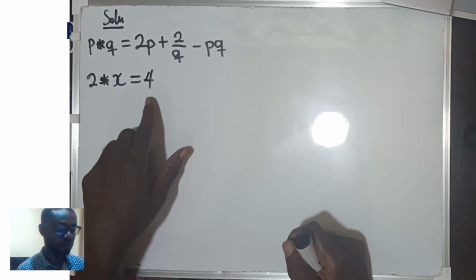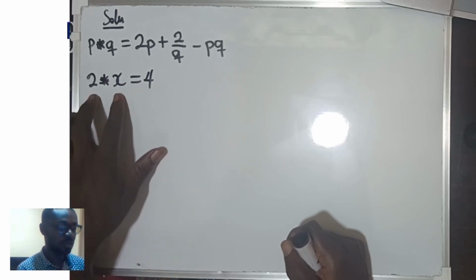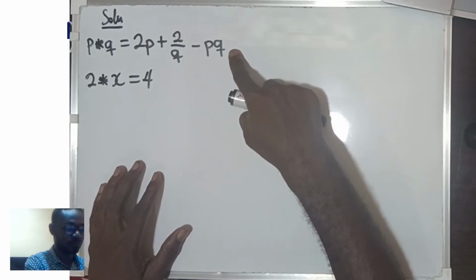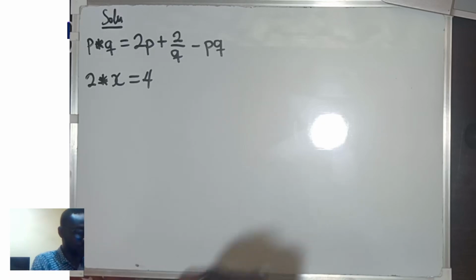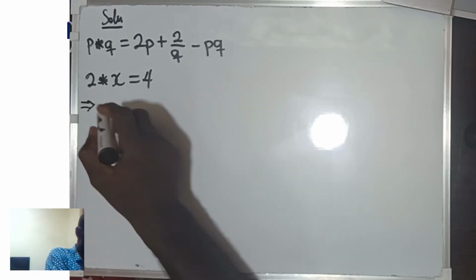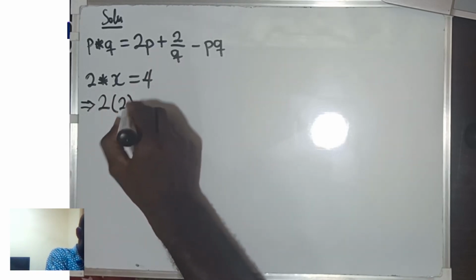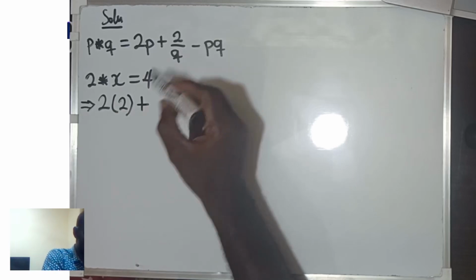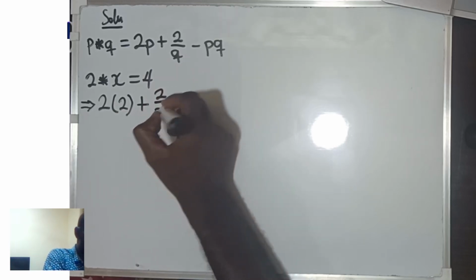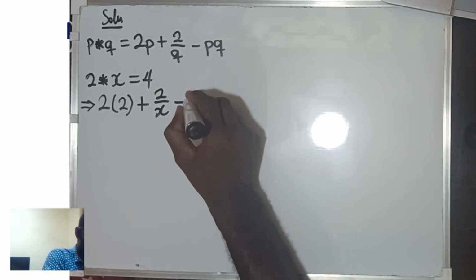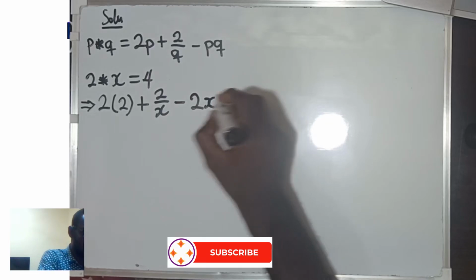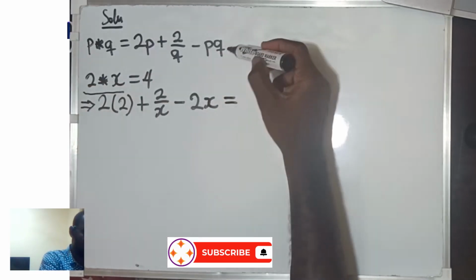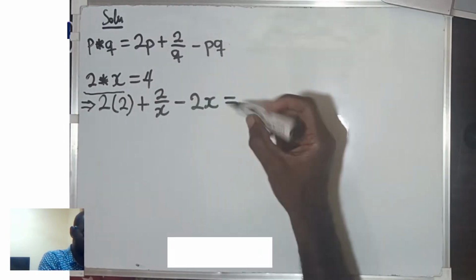If 2 star x is equal to 4, it means we have to express this in terms of the operation that has been given. So my P is 2 and my Q is x. So this implies that we have 2. Remember, my P is 2. So 2 times 2 plus my Q is x. So 2 over x minus my P is 2 and my Q is x. And the whole of this. So we have expressed 2 star x in terms of this, and it said it is equal to 4.